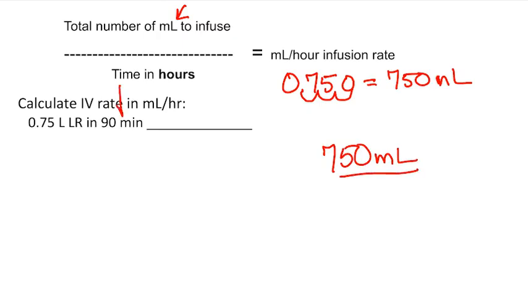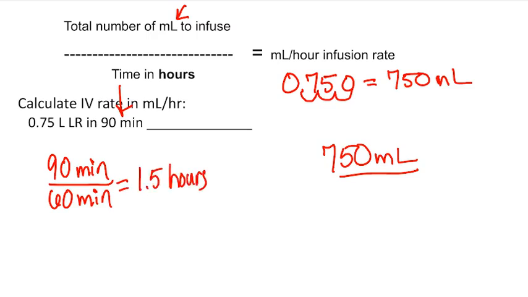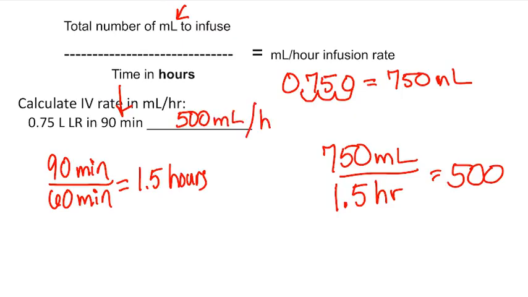And now I have 90 minutes, okay, and I've got to figure that out. And I can do 90 minutes divided by 60 minutes, and I go to my calculator. 90 divided by 60 equals 1.5 hours, okay? So I'm going to do 750 milliliters divided by 1.5 hours, go back to my calculator, divided by 1.5, and that's going to equal 500. I go to my line here for my answer. 500 milliliters per hour is my final answer.